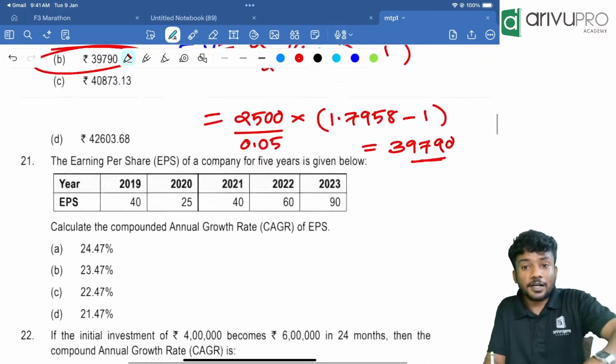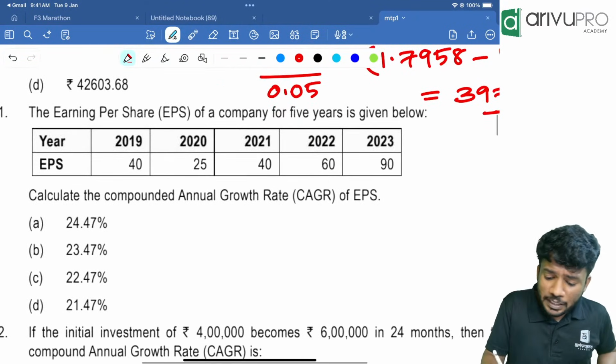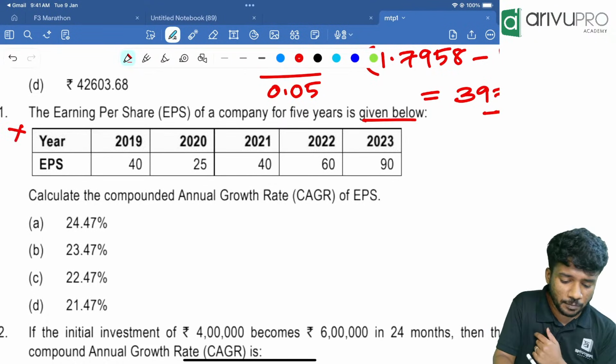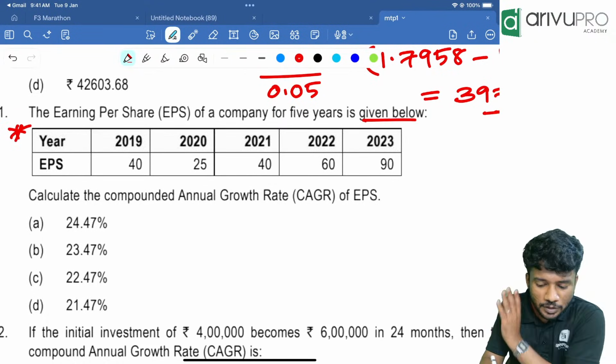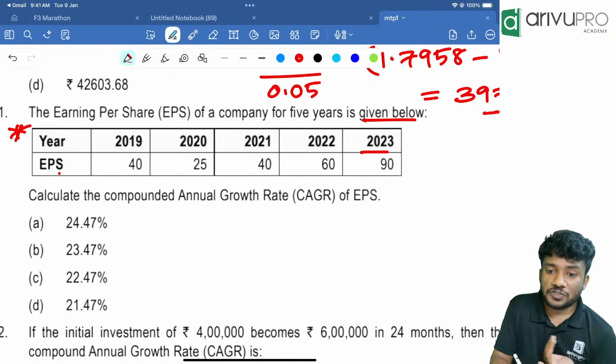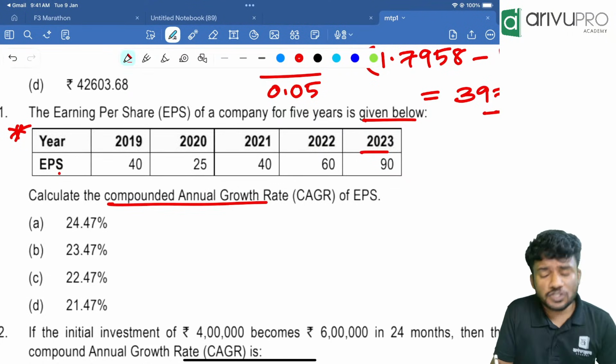Hi Nagendra Kumar. Hello. Okay, next one, can we try? EPS of a company for 5 years is given below. It is a previous year question, people. Year 2019, 2020 until 2023 is given. The EPS value for the first year till the last year is given. Everything is given. Calculate CAGR.